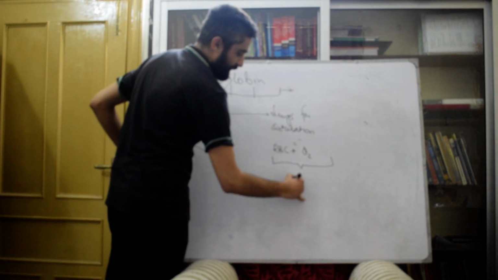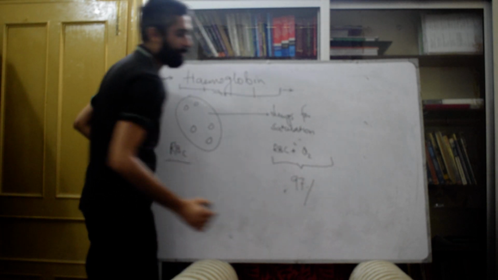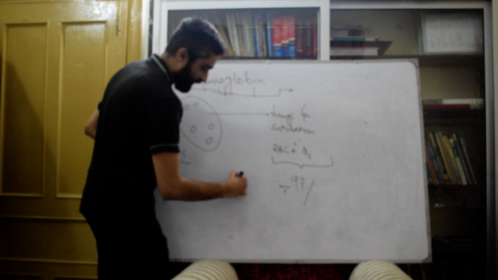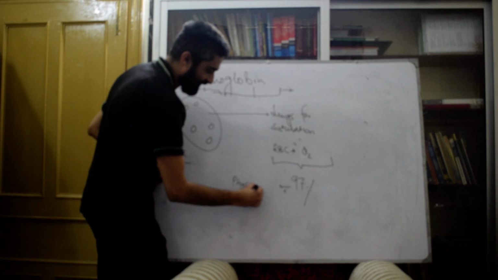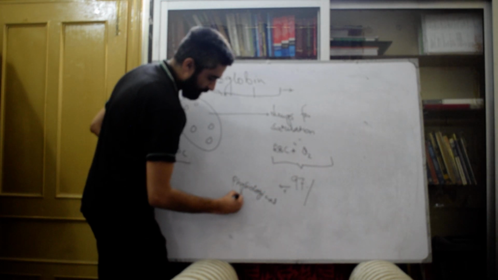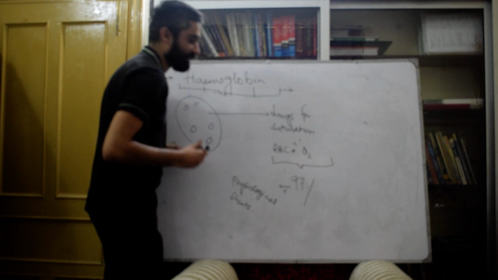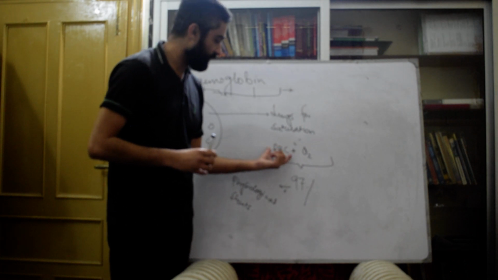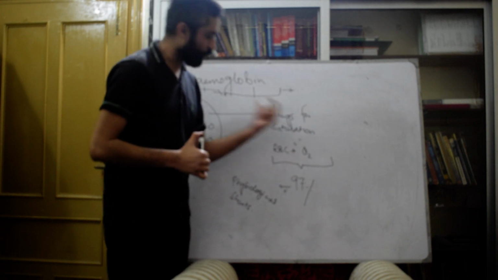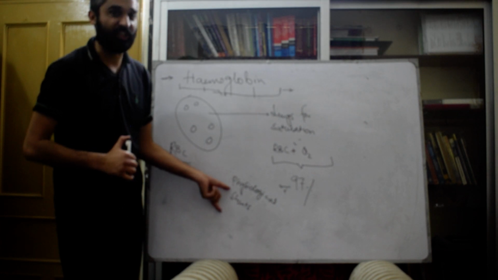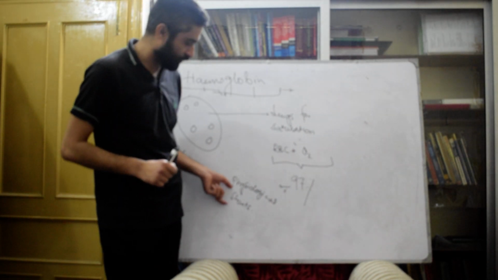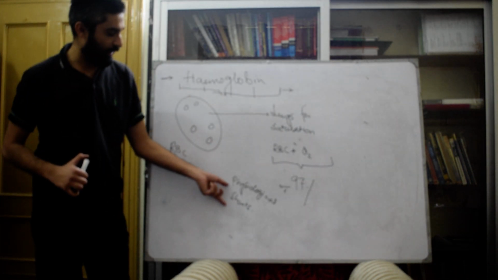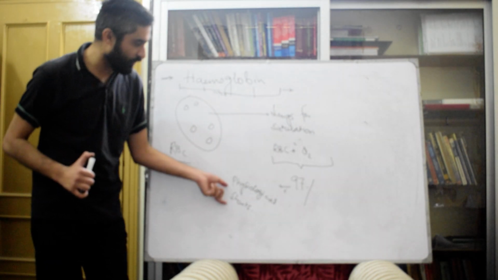Why up to 97%? Because there are some physiological shunts in the body. What do you mean by physiological shunt? Physiological shunts are those which do not allow the passage of RBCs through the lungs. These small parts are called shunts. So there are normal physiological shunts in the body which do not allow this passage, so saturation is approximately 97%.